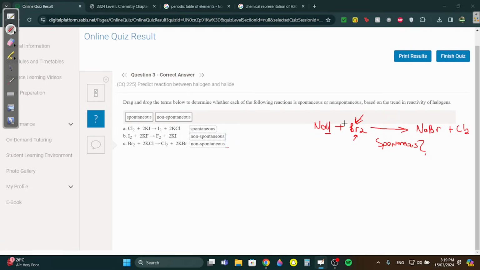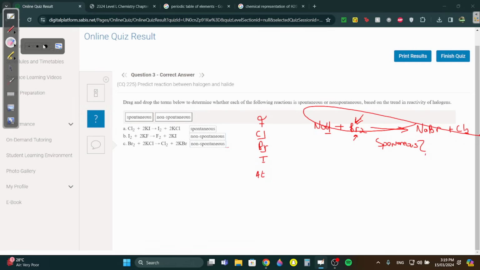In this case, Br is the neutral one, right? And Cl isn't. Is Br more reactive than Cl? It goes F, Cl, Br, I, At. Is Br more reactive than Cl? No, it's not. Cl is more reactive. Hence, this is non-spontaneous.